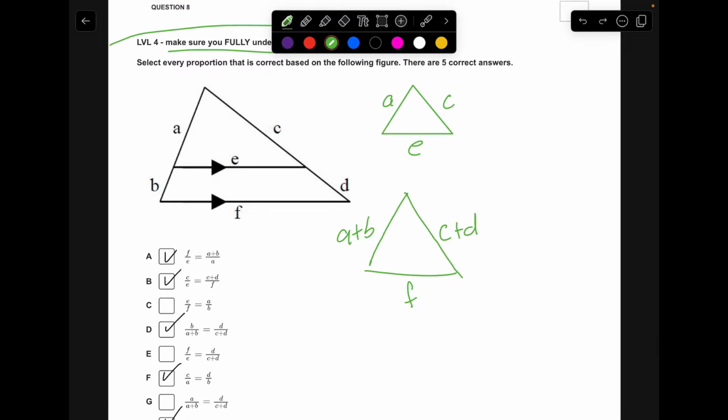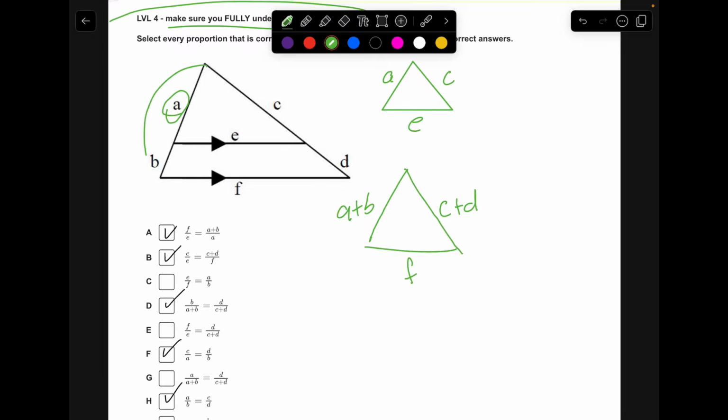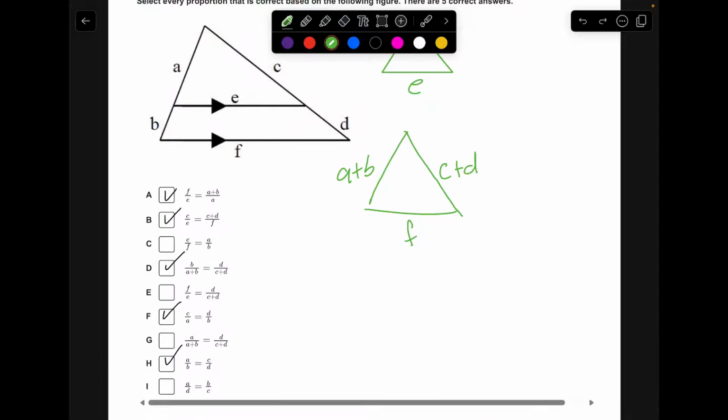A over A plus B, so left over entire left, equals D. Oh, I don't like that. This was upper left. This is lower right. It would have to have been C to match A. So that is wrong. No, D does not match A. A over B, top over bottom, equals C over D, top over bottom. Beautiful, love it, yes.